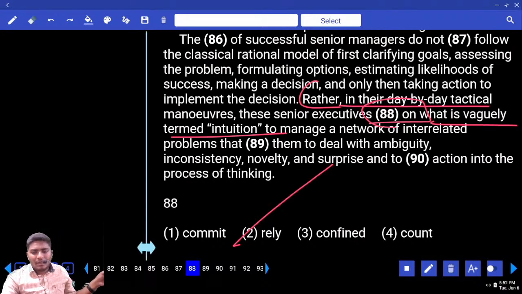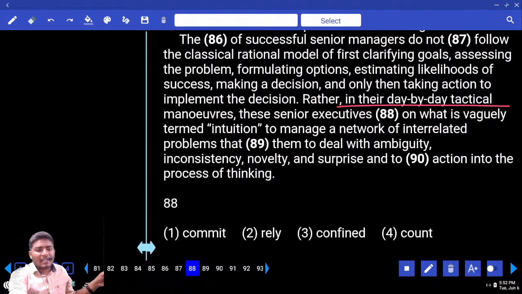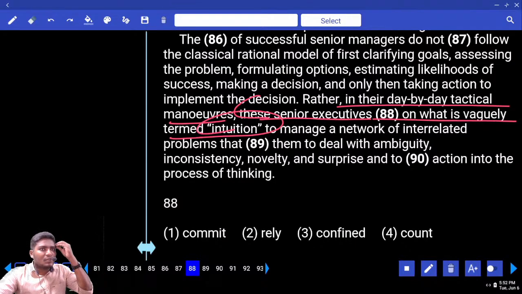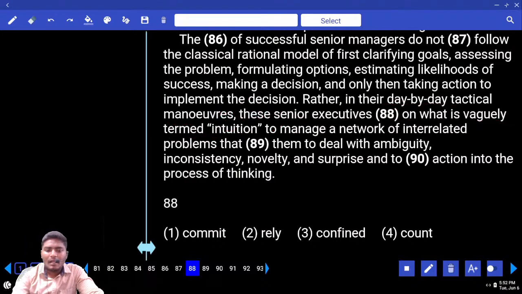So these people, rather in their day-by-day tactical maneuvers, these senior executives rely on what is vaguely termed as intuition. Intuition in the sense whatever thought they get. Instead of following the book, whatever the immediate thought that they get, they do that activity. Instead of following the book models or book rules. That is the meaning. Continuation of interrelated problems that blank them to deal with ambiguity.